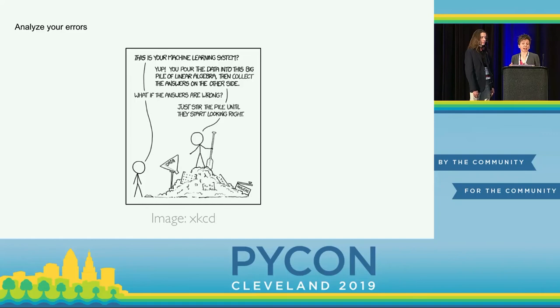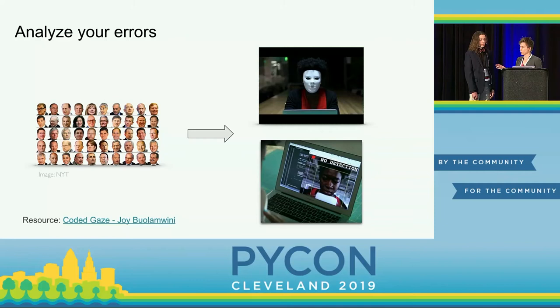And so even if you have a really high accuracy, you should always take a moment to say, even if you have 95% accuracy, that means your algorithm got 5% wrong. And it's worth looking at what was going on with that 5%. So sort of a textbook example of this is Joy Buolamwini's story.